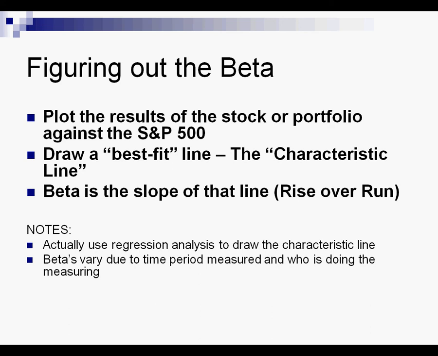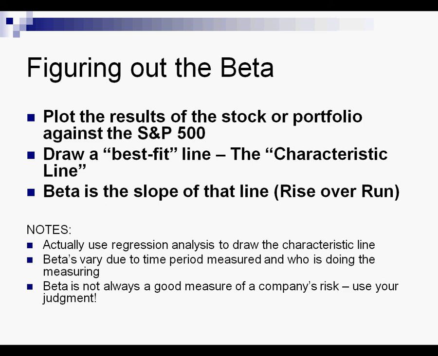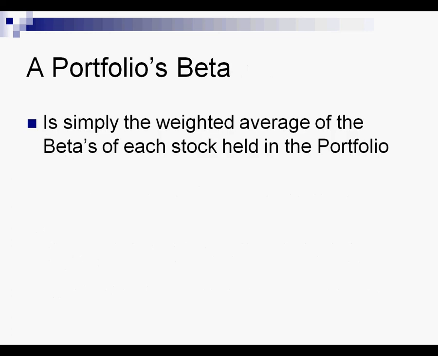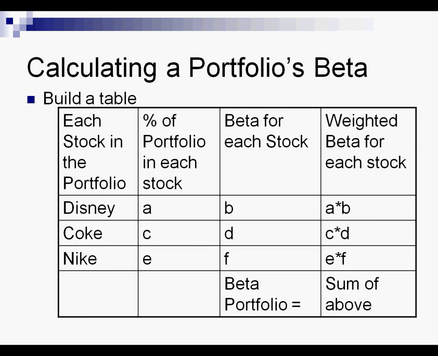The beta varies due to the time period being analyzed and who's doing the measuring and how often they're taking their plot points. And it is not always a good measure of a company's risk, so you need to be sure to use your judgment. And we'll talk a little bit about that in class, hopefully. A portfolio's beta is simply the weighted average of the betas of each stock held in the portfolio.